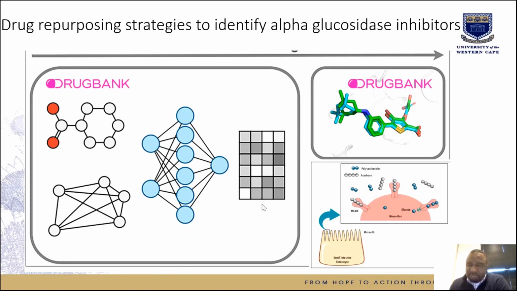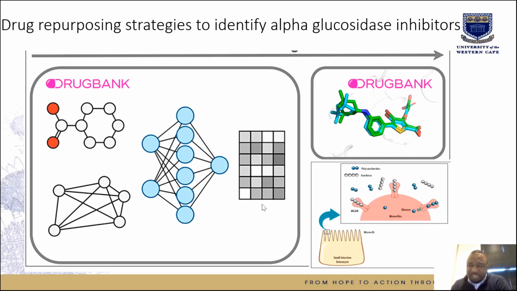And finally, we're also trying to explore the DrugBank as a way to repurpose drugs to be used as alpha glucosidase inhibitors. Currently, we have acarbose and what's the other one? It's miglitol, as an inhibitor of this particular enzyme.